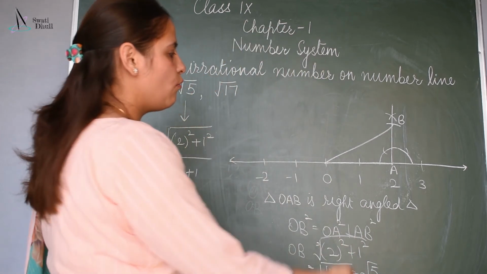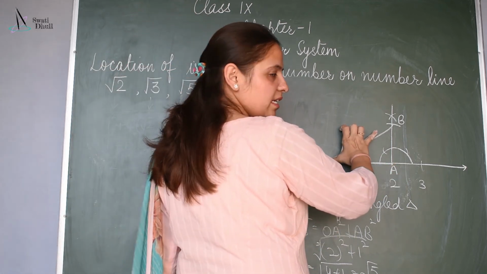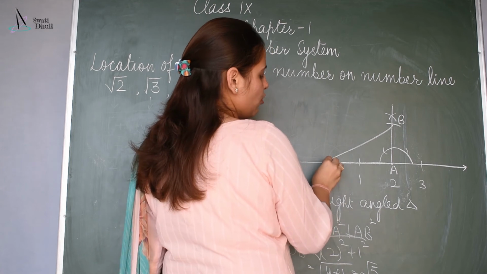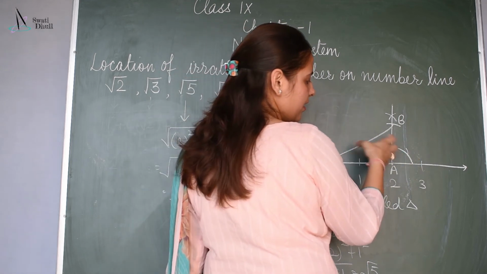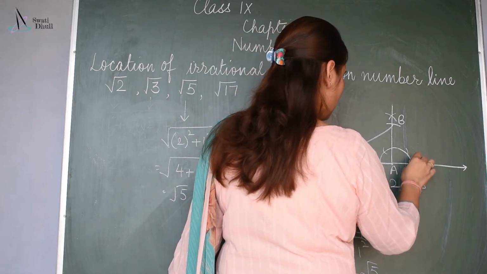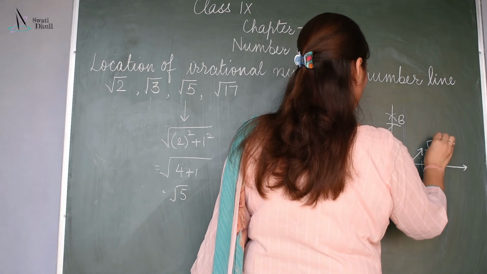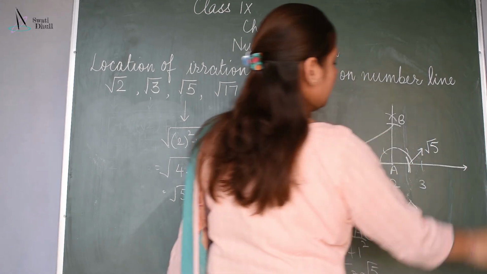Now what we have to do is represent it on the number line. So we will measure it with the help of the compass, and from point O draw an arc equal to OB on this number line. So let's say the arc will come here. So this point is your root 5.